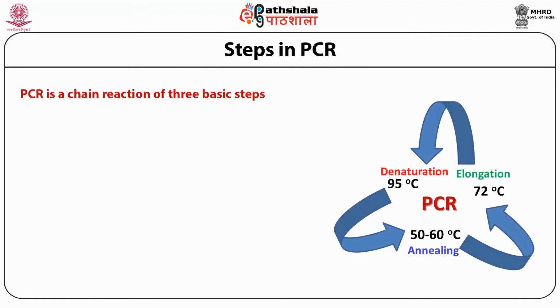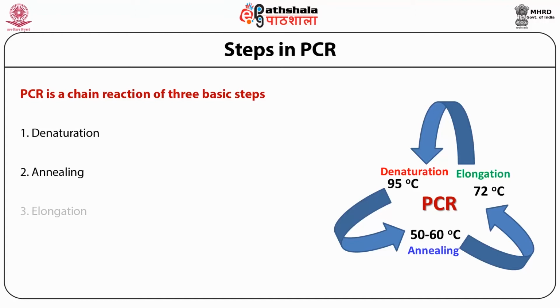The PCR reaction involves three basic steps. The first one is denaturation of template DNA, which is achieved by heating the DNA sample to 95 degrees centigrade. The second step is called annealing, which is at a temperature of 50 to 60 degrees centigrade. In this step, primers are annealed to the denatured strands of DNA.